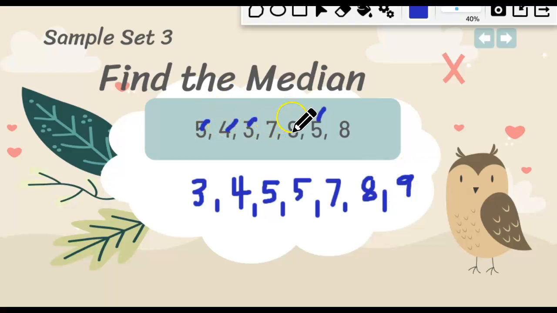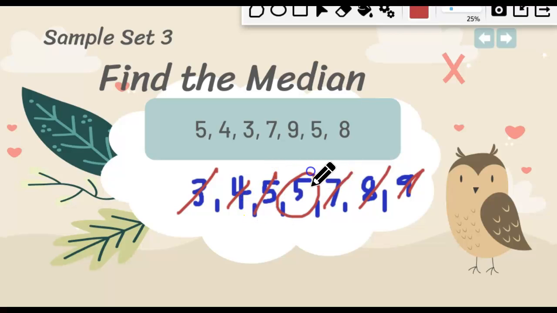So 1, 2, 3, 4, 5, 6, 7. Usually when we do something like this, we just cross out the numbers on both ends. So we'll take away 3, 9 on the side, 4 here, 8 here, 7 here, and 5 here. So it looks like our median in this set of data is 5, because that's the only number that was left. My handwriting is so good. So the median is 5. The middle number in the set of data is 5.